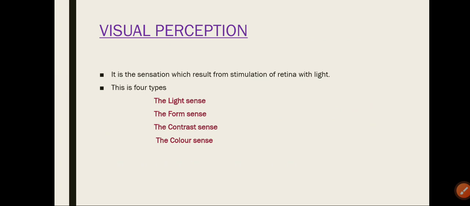Visual perception. This is a sensation which results from the stimulation of the retina with light. There are four types: the light sense, the form sense, the contrast sense, and the color sense. So we have entered quite deep into it. The receptive fields, organization of the retina and the visual cortex are used to encode this information about the visual image.